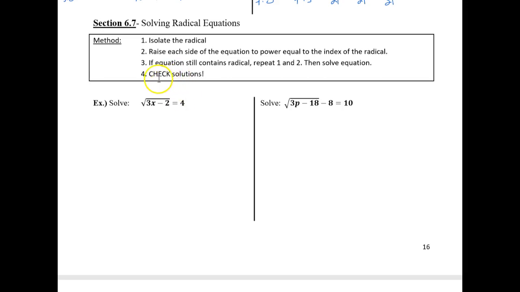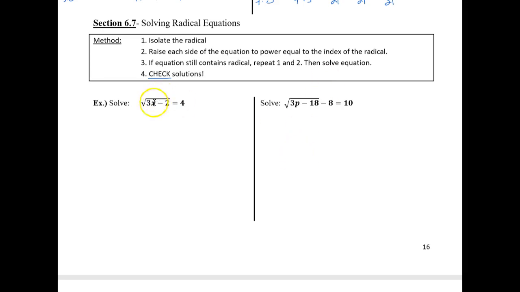to check your solutions. So notice here I have it all capitalized, because with radicals, it's very easy to get what we call an extraneous solution. That means it looks like a solution, it walks like a solution, but it's not a solution. So you have to check your answers.